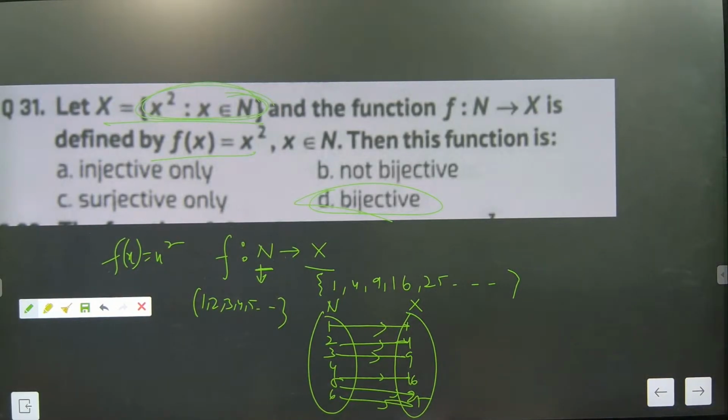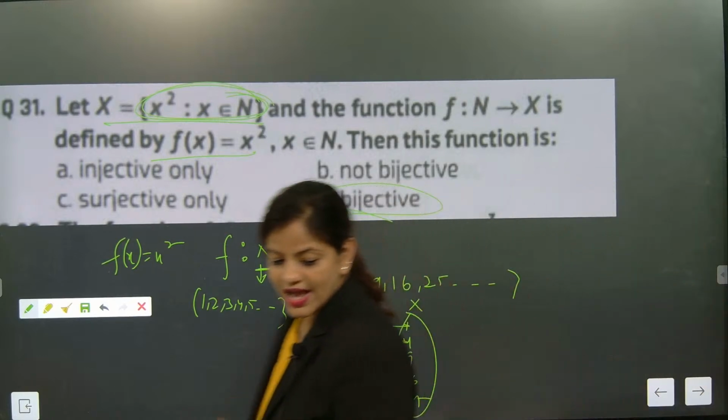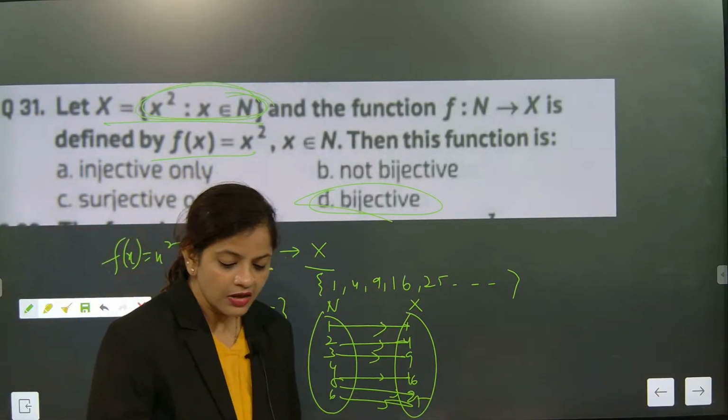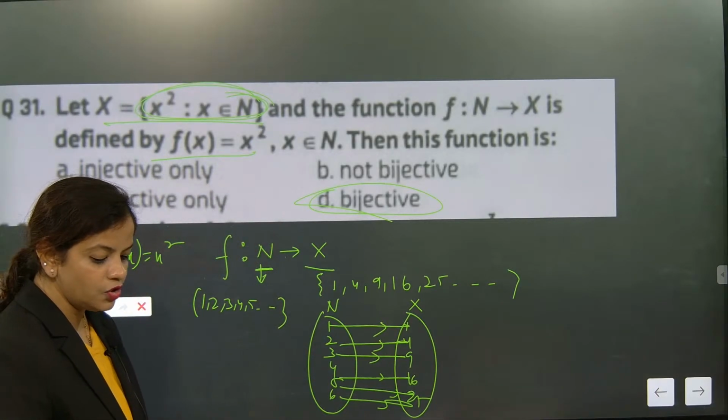You just see, beta, how cleverly, without wasting time, I did it. I just focused on x. I just focused on the domain, and then I solved the question. So this is considered the safest approach, where we can do it very quickly.